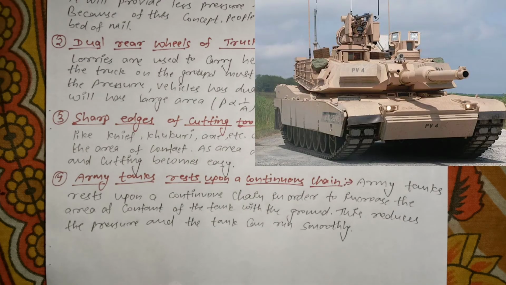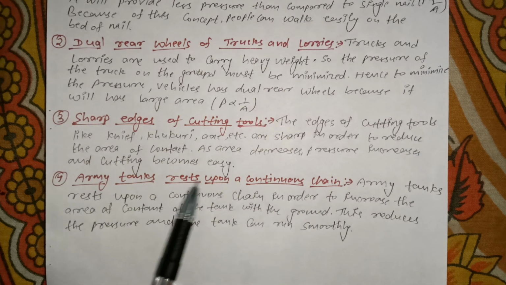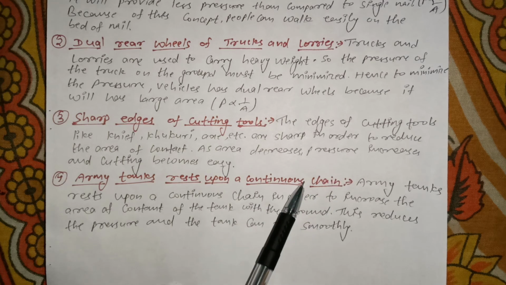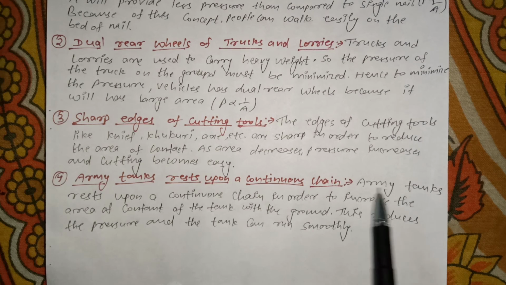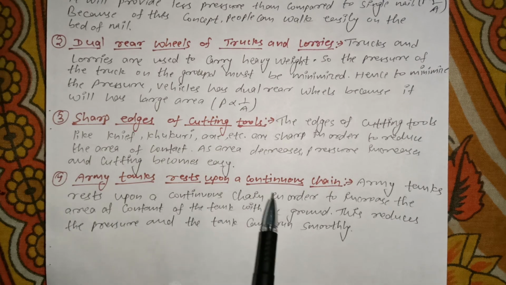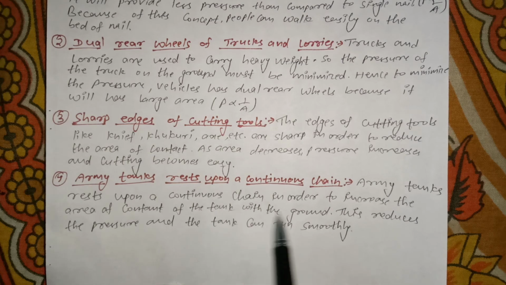Similarly, the next application is army tanks resting upon a continuous chain. Why do army tanks rest upon a continuous chain, and why don't they have wheels? The reason is army tanks rest upon a continuous chain in order to increase the area of contact with the ground. This reduces the pressure and the tank can run smoothly.